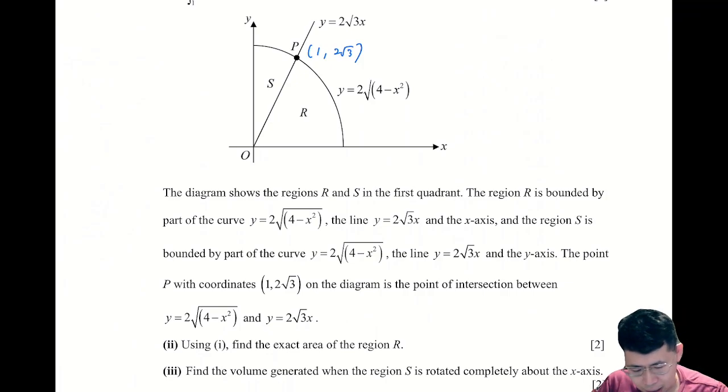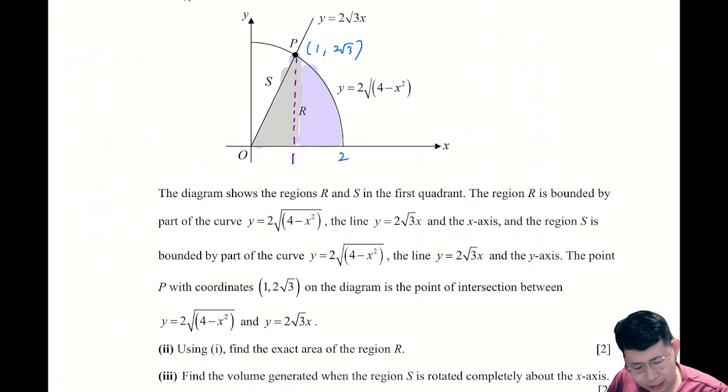For region R, let's take a look. It's made up of 2 parts. There is this triangular part over here, and at the same time there is also this curvy part over here, the semicircle part. So what we need to do is drop down. What is this value over here? This is 1. Then this number over here is actually until 2.